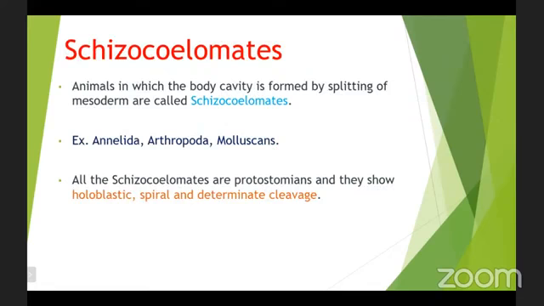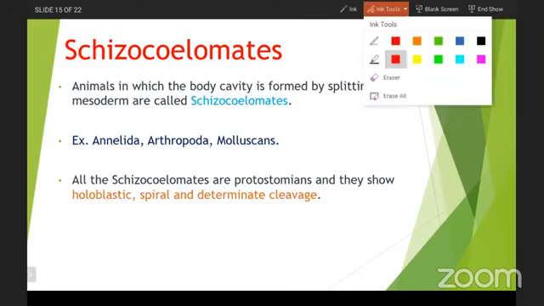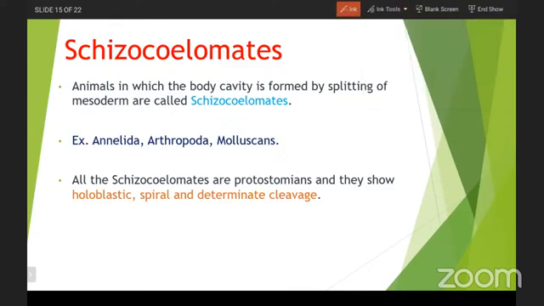Schizocoelomates. Again, the eucoelomates are divided into two types. One is the schizocoelom and the second one is the enterocoelom. Let me explain schizocoelomates first. Animals in which the body cavity is formed by splitting of the mesoderm are called schizocoelomates. Examples: Annelida, Arthropoda, Mollusca. All the schizocoelomates are protostomes and they show holoblastic, spiral and determinate cleavage.